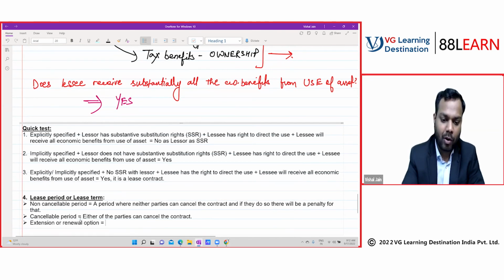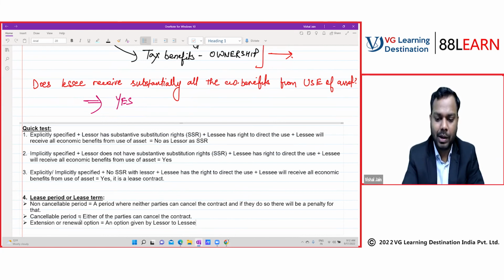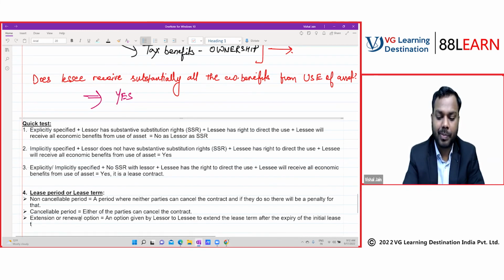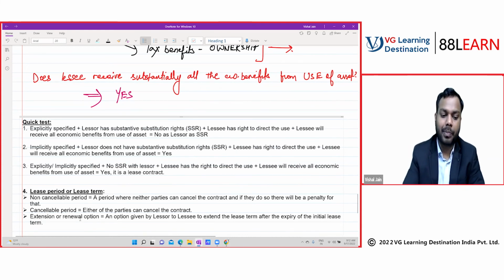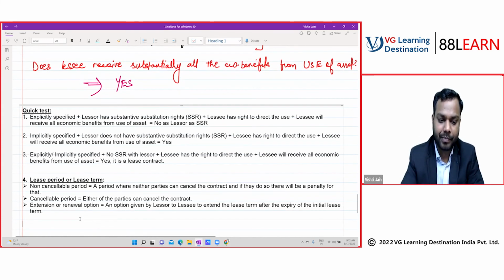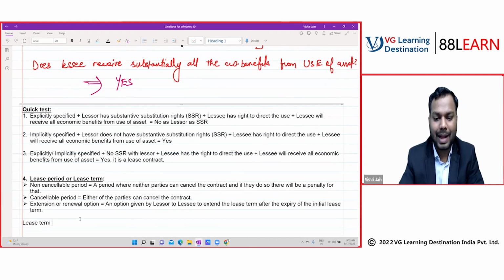An option given by the lessor to the lessee to extend the lease term after the expiry of the initial lease term. Now the question that comes up is, what is a lease term? Cancelable period has no penalty.